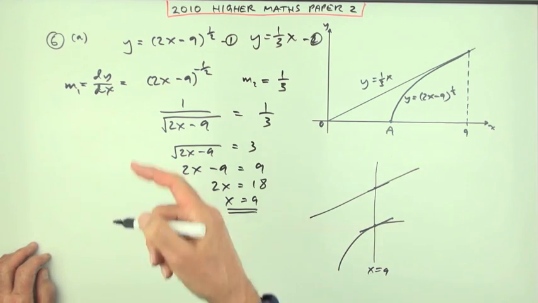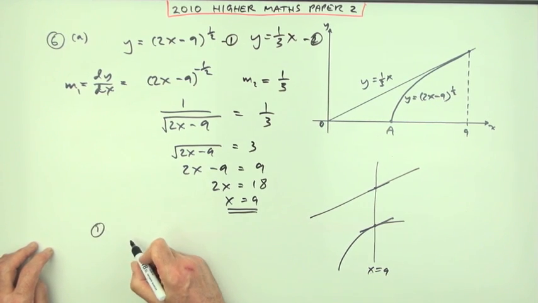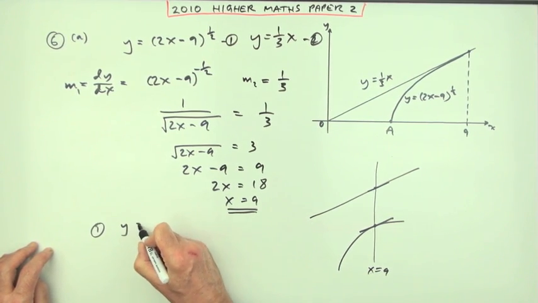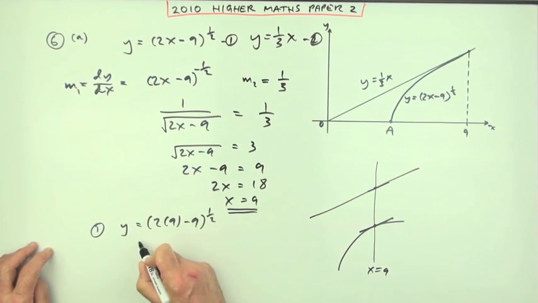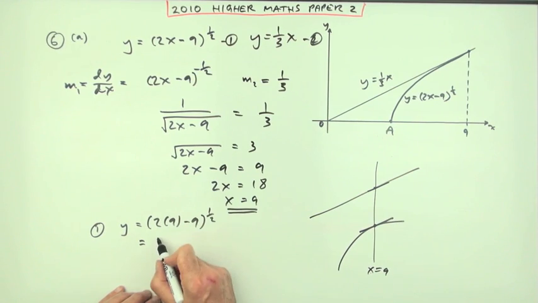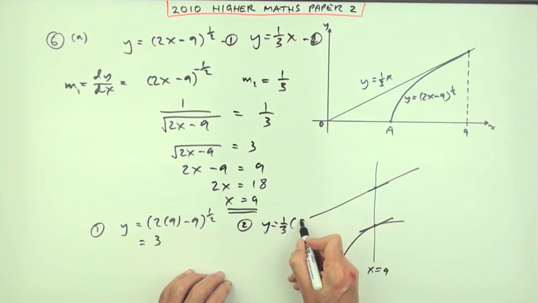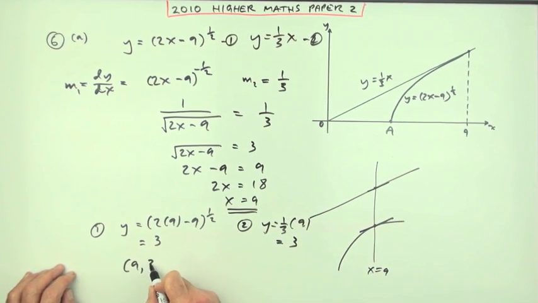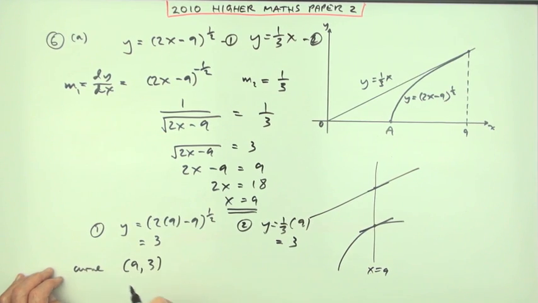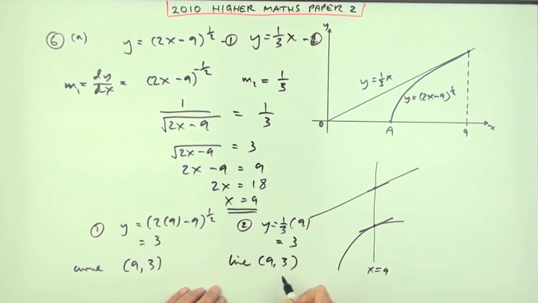So I'd have to go on and say for the first one, so for the curve, when x equals 9, y equals 2 times 9 minus 9 to the power a half. So that's 9 to the power a half, which is 3. For the line, y equals a third of 9, which equals 3. And then you can say, on the curve, the point is 9, 3. On the line, the point is 9, 3.